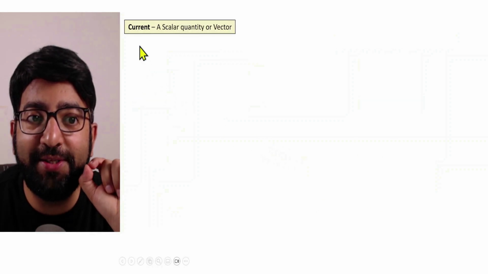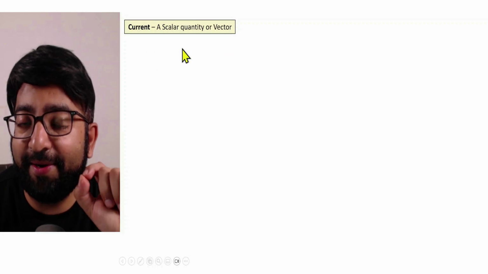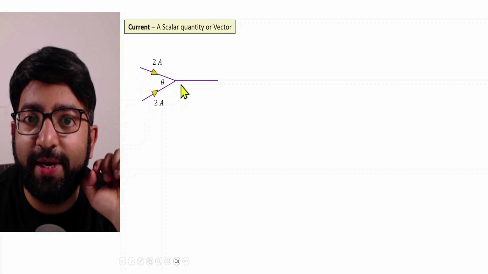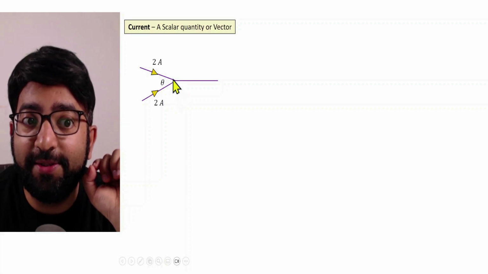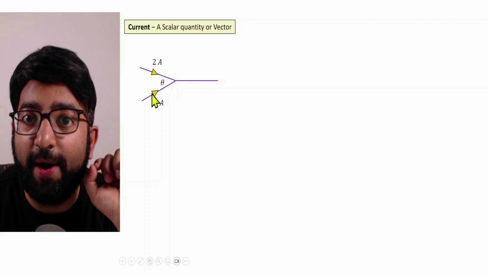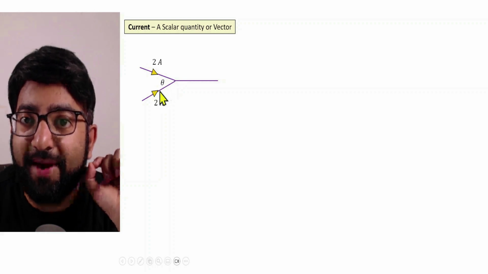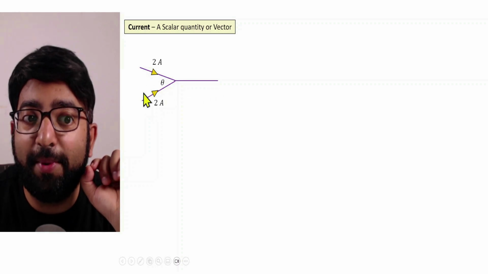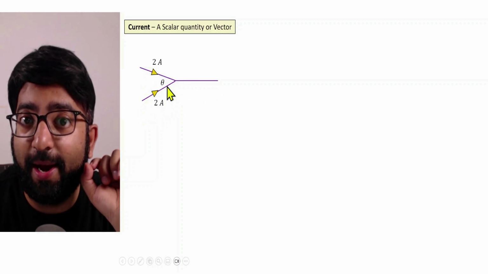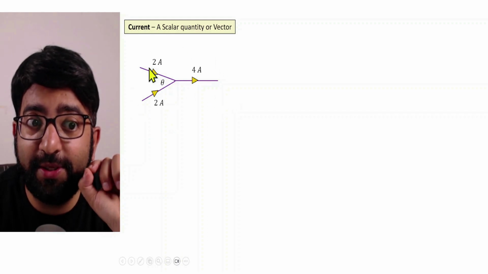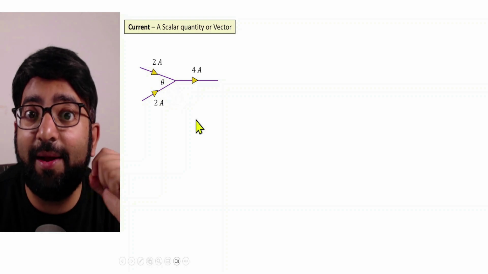Now coming back to the question: current, is it a scalar quantity or a vector quantity? Let us understand this with an example. Consider two wires which are intersecting at a particular point. Let's consider this intersection point as the junction. The two incoming wires have 2 amperes current each, and the two wires are kept at an angle theta. Now, the total current in the outgoing wire is always the sum of the incoming currents. So 2 amperes and 2 amperes when added will give us 4 amperes. On the other hand, let us consider the same situation, same two wires, but let's consider the angle is greater.